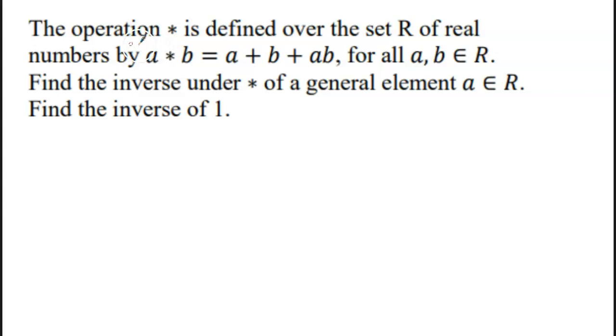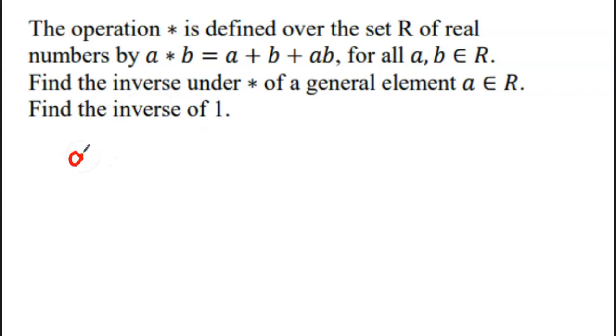Let's look at the other question. The operation star is defined over the set R of real numbers by A star B is equal to A plus B plus AB for all A and B real numbers. Find the inverse under the operation of a general element, and then find the inverse of 1. Now this question is slightly different from the one that we just saw. The only difference is here we have to find the identity element first before we use it to find the inverse. So let's find the identity element first.